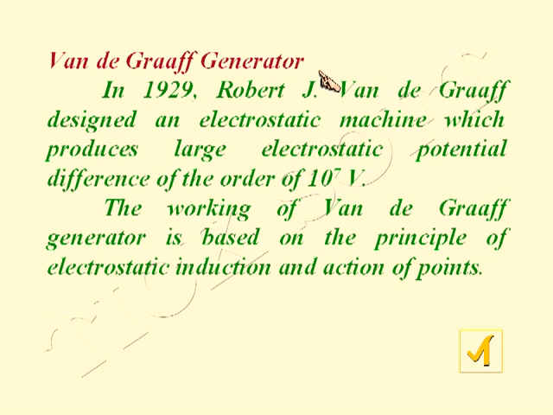Van de Graaff generator. This is a very important electrostatic machine and also very important from the examination point of view. It was first constructed by Van de Graaff in 1929. It is an electrostatic machine which can produce a large electrostatic potential difference of the order of 10 power 7 volt. The working of the Van de Graaff generator is based on the principle of electrostatic induction and action of points.